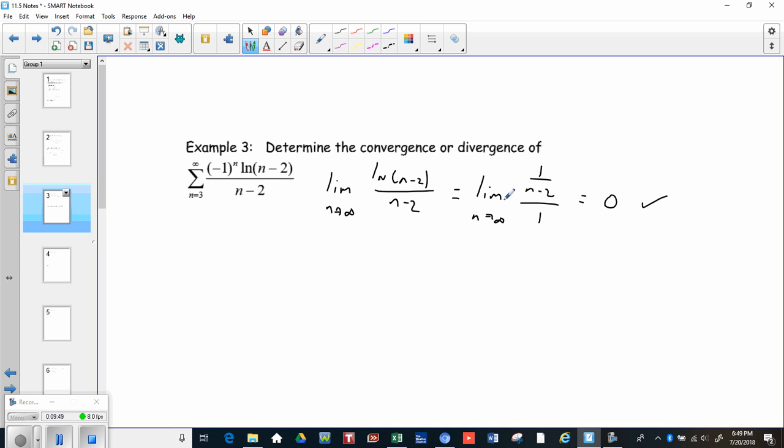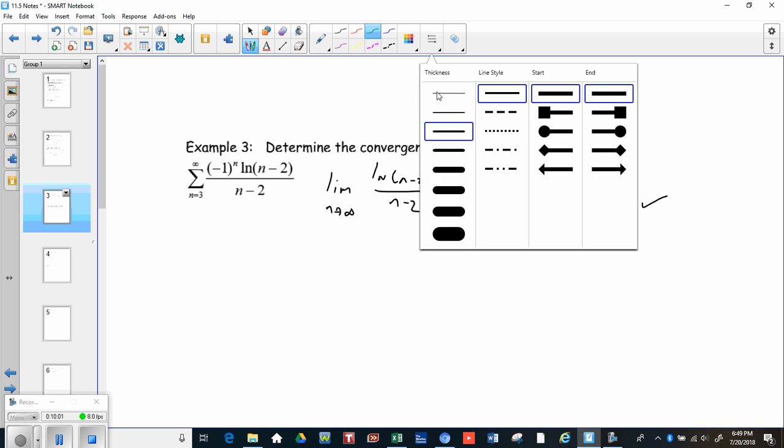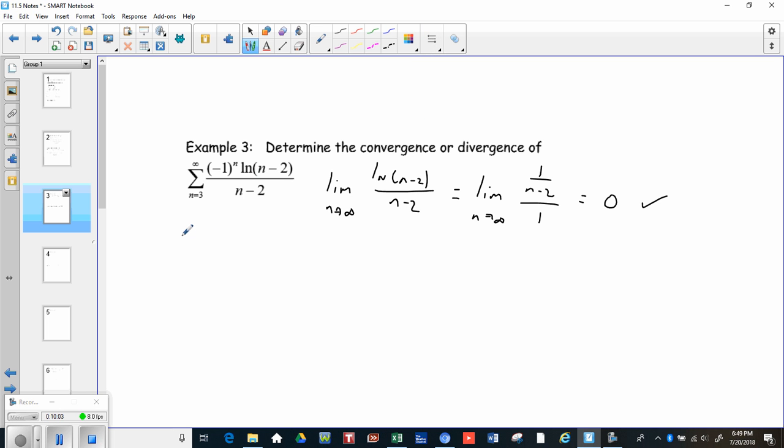So there's the first criteria met. Second criteria is not as easy in this case. The numerator and the denominator are changing. Okay, and that's going to make things a little bit more challenging. So what we need to do, and we've done this kind of thing in the past, we need to let f of x equal natural log of x minus 2 over x minus 2. And to show that this is going to be a constantly decreasing function, we need to take the derivative.